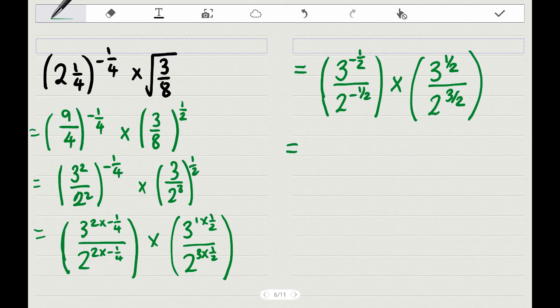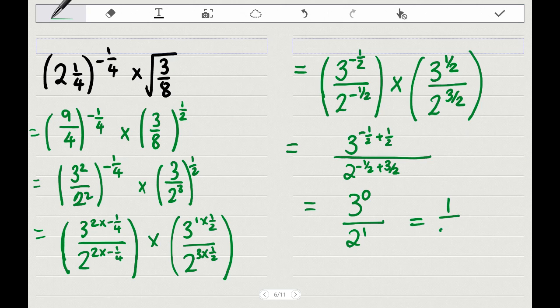Now we're going to use the rule that when we're multiplying, we're adding the exponents. So I'm going to multiply numerator with numerator and denominator with denominator. In the numerator, we have 3 to the minus a half, and we're going to add the other one, which is a half. And in the denominator, we have 2 to the minus a half, and we're going to add the other one because we're multiplying the denominator with the denominator. So we're adding the exponents. A half plus a half is 0, and minus a half plus 3 halves is just 1. So in other words, this is a half.